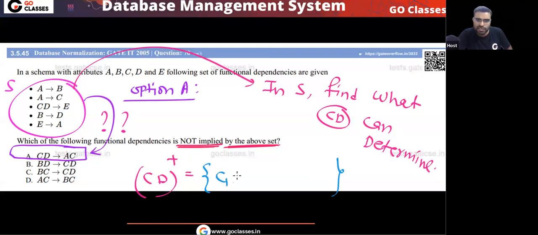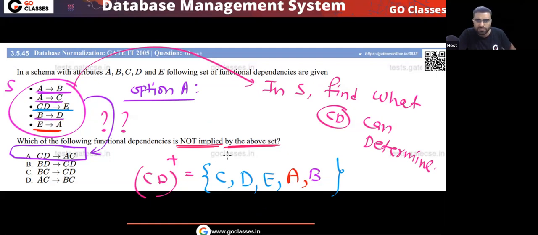Very simple. CD can determine CD by reflexivity, a trivial functional dependency. What else? CD can determine E also. E can determine A also, so you get A. A can determine B also, so you got B. Anything else? A can determine C also, but you got C already. Okay, what else?